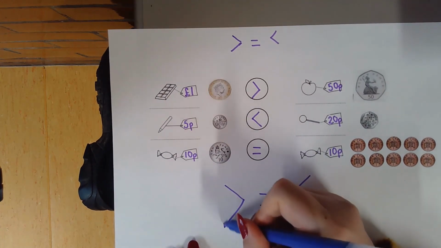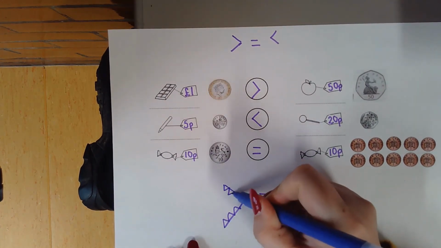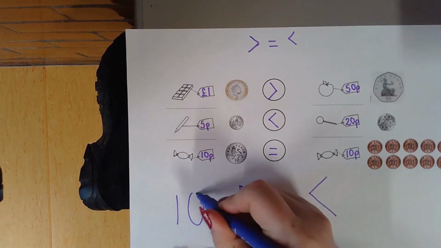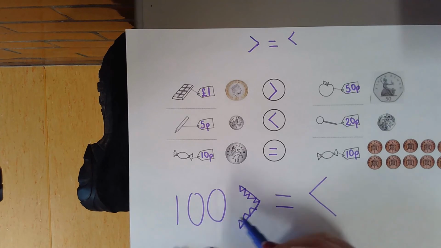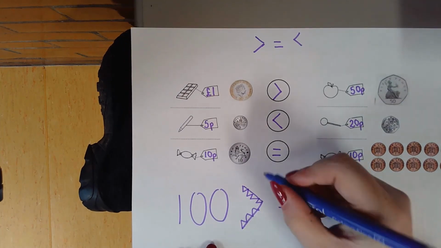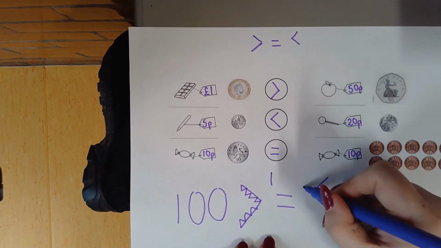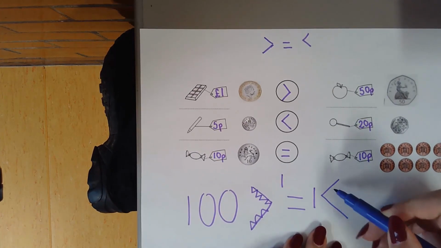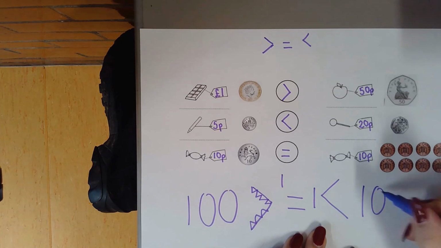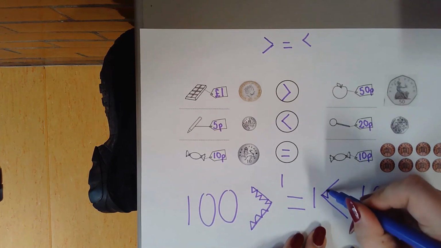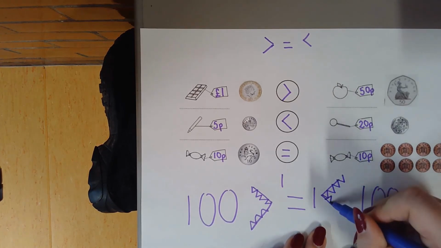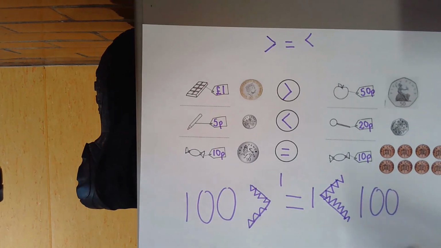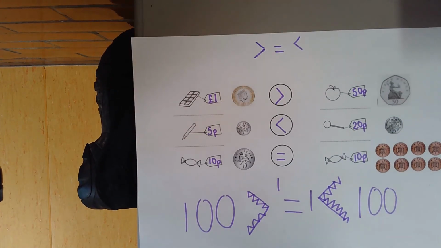Remembering that the big crocodile mouth always goes towards the bigger number. 100 is greater than 1. 1 is smaller than 100. And again, even when it is less than, the big crocodile teeth always go towards the bigger number. Enjoy your task sheet.